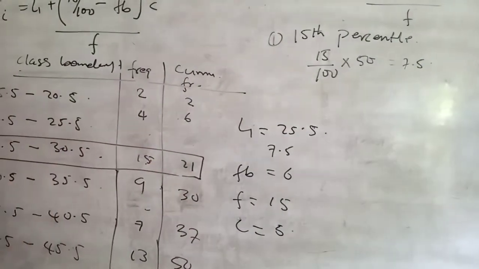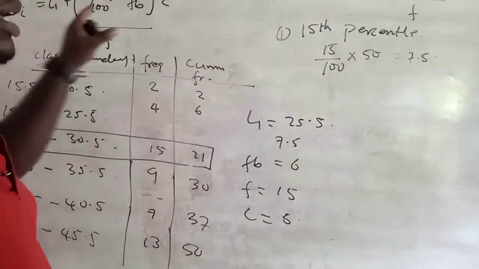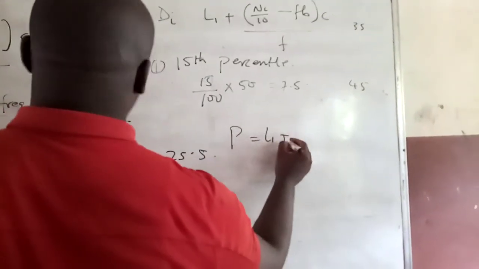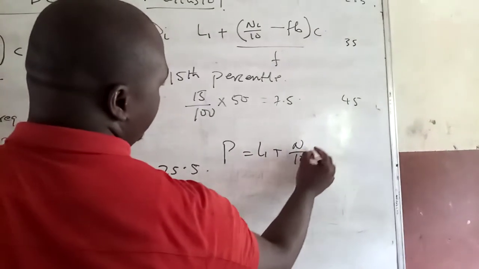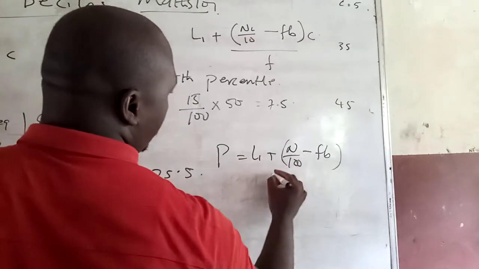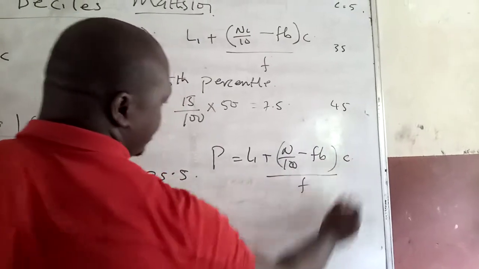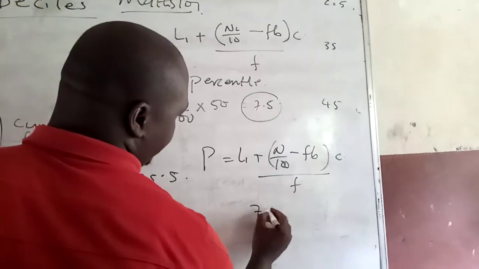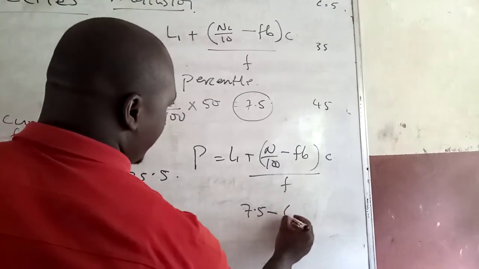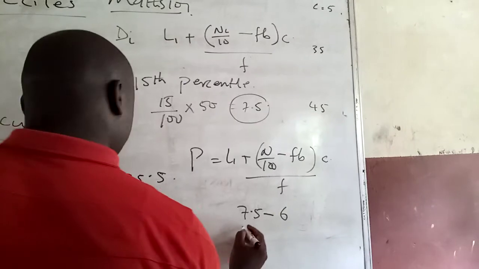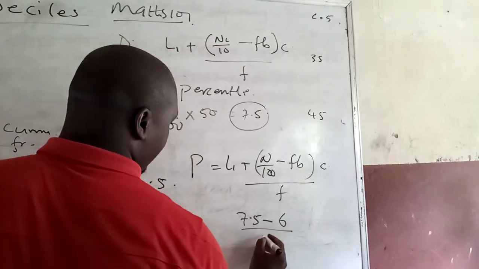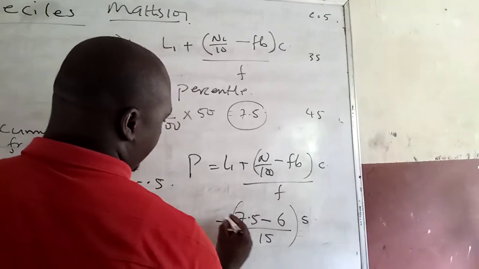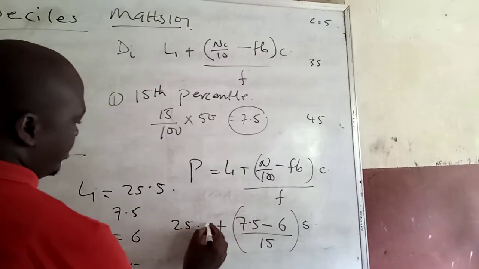Is 5. So all you need to do is insert it into this formula and you get your answer. So P, remember, is what? L1 plus N divided by what? Minus FB, all divided by C times what? C, right? So this divided by this, we're only getting into the 7.5 minus FB, which is 6, right? Good. Divided by the frequency, which is 15, times 5. And L1 is what? 25.5.